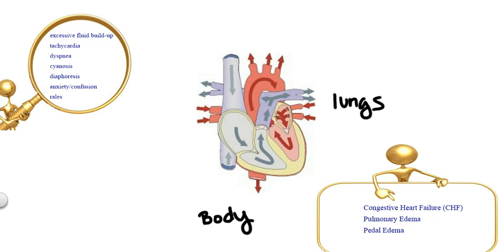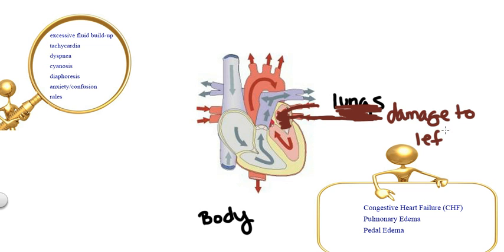Pulmonary edema occurs when there is damage to the left side of the heart, which receives blood from the lungs. If there is damage to the left ventricle, for example, this can lead to blood backing up into the pulmonary circulation and then the lungs. In a patient that has pulmonary edema, you may be able to auscultate rales, bubbly, crackly lung sounds. They may also cough up blood-tinged sputum.